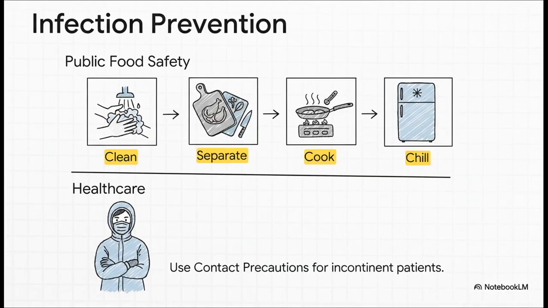So, how do we stop this thing from happening in the first place? It all comes back to the basics. For everyone at home, it's that classic food safety mantra. Clean, separate, cook, and chill. Simple, but it works. In a healthcare setting, we use standard precautions for everyone. But if you have a patient with Salmonella who is incontinent, you absolutely need to add contact precautions, gloves and a gown, to stop it from spreading.